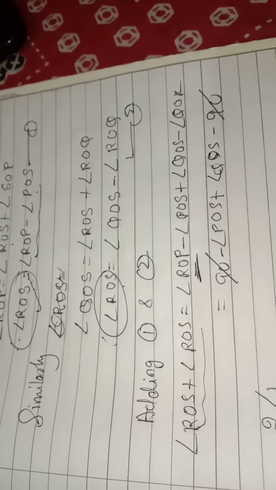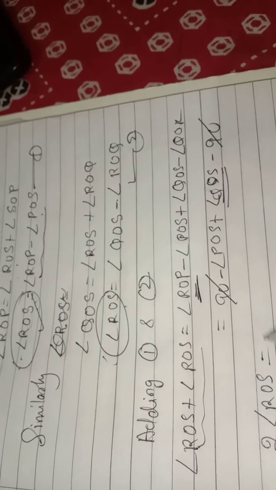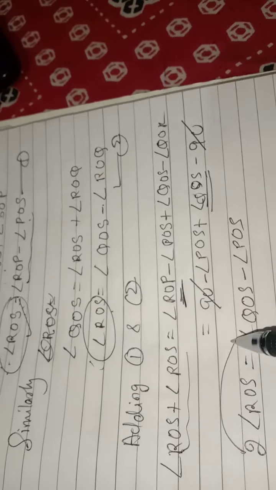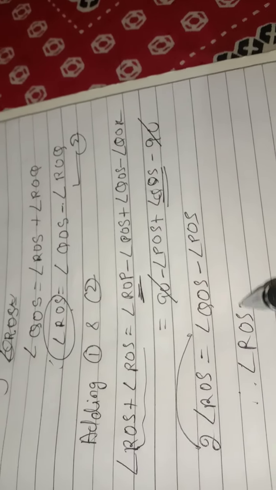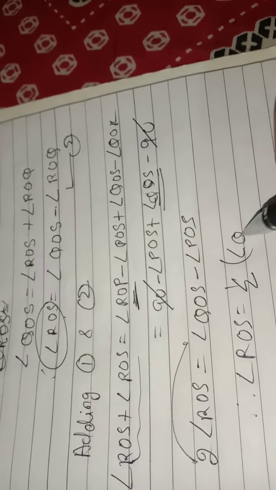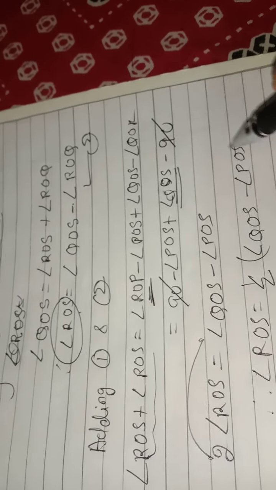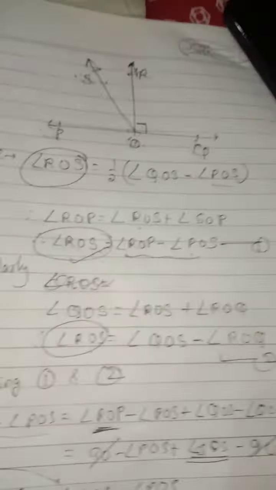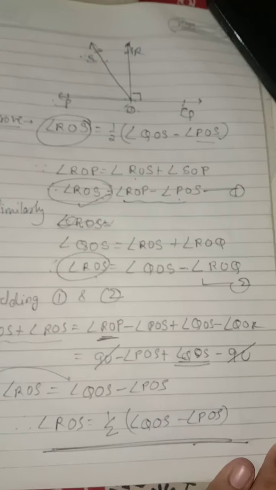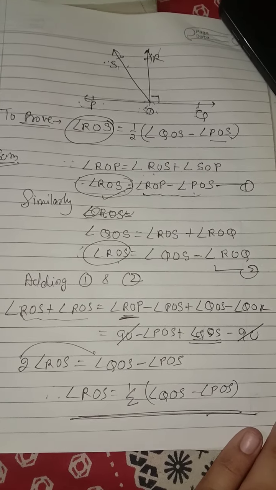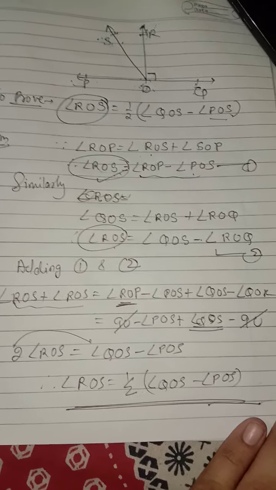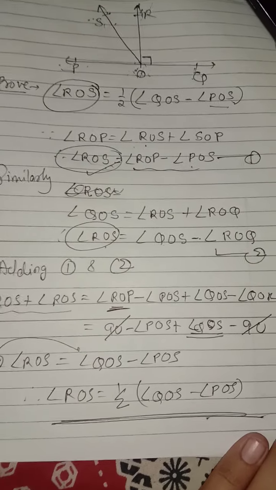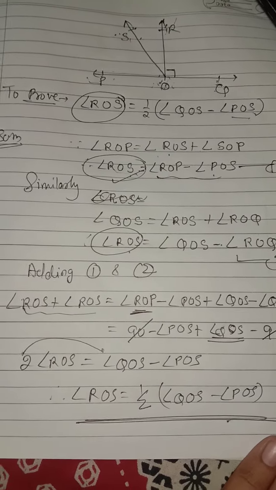So I will write 2 angle ROS is equal to angle QOS minus angle POS. So I will transfer the 2 to this side, therefore angle ROS is equal to 1 by 2 of angle QOS minus angle POS. So this is what our requirement was. Clear? Just see the solution very clearly. Once again I am showing you. Always try to take ROS common, and after adding it you will certainly get the value. Clear?